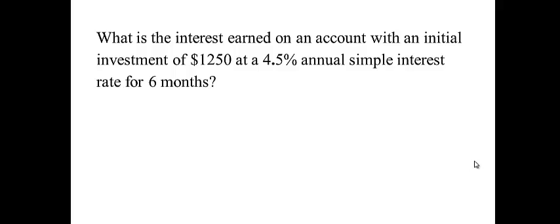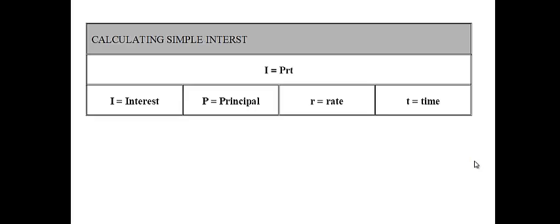Let's look at the question, what is the interest earned on an account with an initial investment of $1250 at a 4.5% annual simple interest rate for 6 months? To find the interest, we want to use our simple interest formula, which is I equals P R times T, where I is the interest, P is principal, R is the rate, and T is time. And most of this we have. Remember, the principal is the amount that we start with, or the starting value of whatever you're either loaning or investing in. Rate is the rate, and time is whatever's given to us.